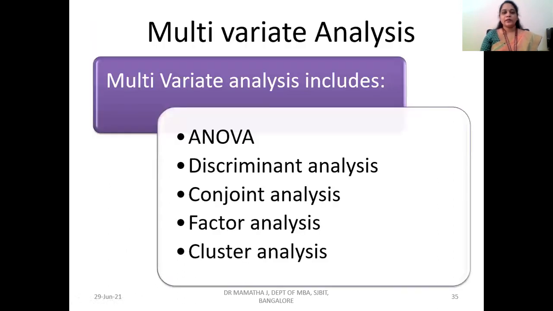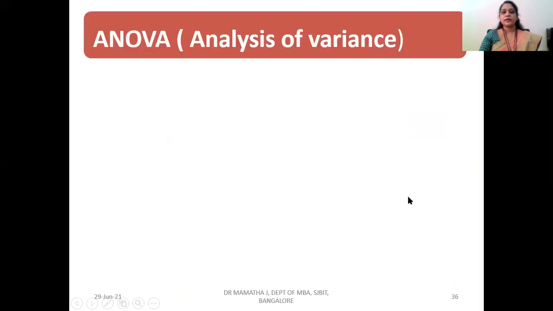Coming to multivariate analysis, we have many techniques. Uni is 1, bi is 2, multi is more than 2. We have many tests like ANOVA, discriminant analysis, conjoint analysis, factor analysis, and cluster analysis. So these are the five multivariate analysis techniques.